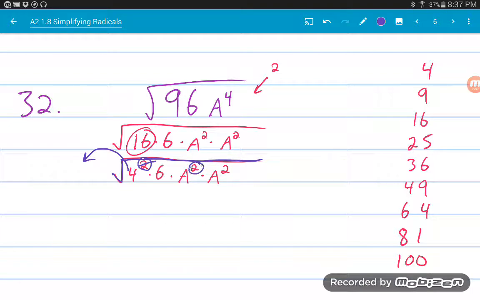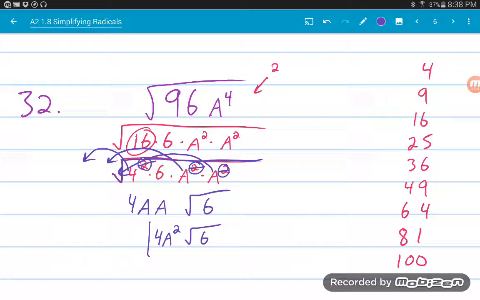Now a squared here has one as well, so he hands it over. And this a squared has one as well. The guy that gets stuck underneath is this guy, the 6. He's stuck, so he's still going to be underneath the radical. But what I'm going to have on the outside is going to be a 4. He got into the club. And an a. And another a. I can simplify this into 4a squared, square root of 6.